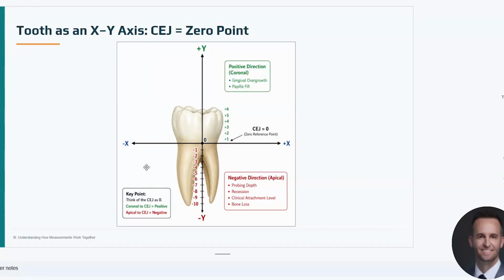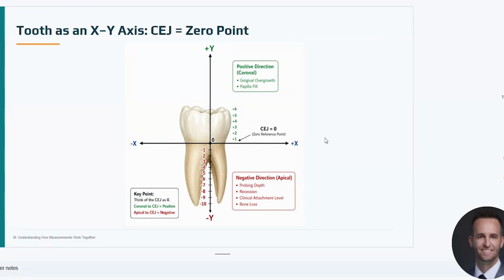Bone loss. Bone loss is going to be somewhere down here on the root. Bone loss is not going to be up here on the tooth. It's not going to be a positive value. It wouldn't be bone loss if it was a positive value. So when we have bone loss, it's down here on the root.